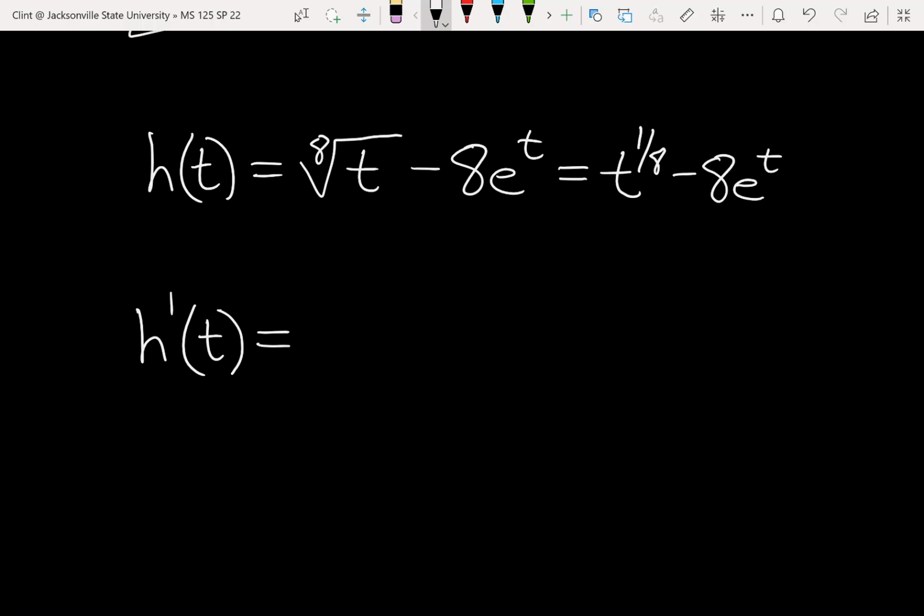And then for that first part, we use the power rule. It's a little messier because we've got a fraction involved. We multiply the 1/8 up front and subtract 1. We do have to get a common denominator, so we get minus 7/8. And what about the second term? Yeah. You can think about it using the constant multiple rule. We're just going to have minus 8 times whatever the derivative of e to the t is. And the derivative of e to the t is just e to the t. It's itself. There we go.